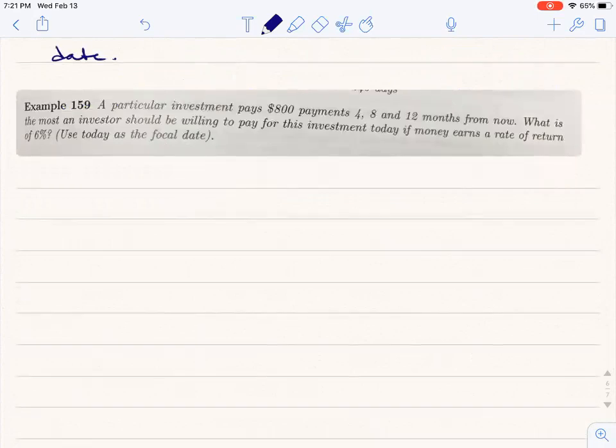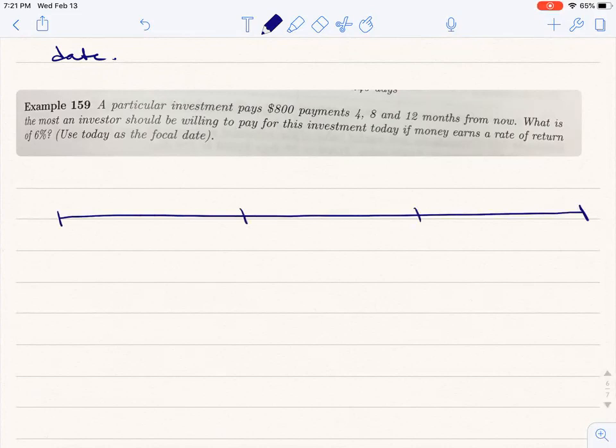So what we've got in terms of a timeline, right? We've got today. That's an important one. So today, and then we've got payments at 4, 8, and 12 months. So we've got 4 payments. So we're going to start drawing our timeline with 4. I'll put them out equally, even if they're not. In this case, they are, but sometimes they're not. So I'll just start with today, and then I've got 4 months, 8 months. I'll just do M and 12M. Get lazy.